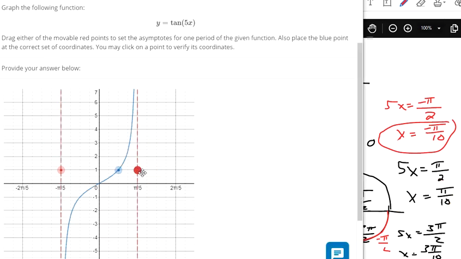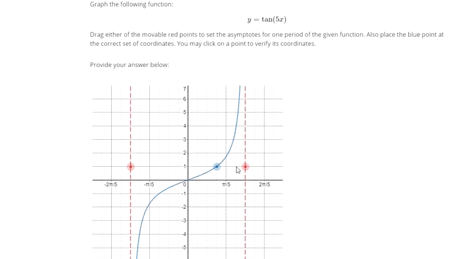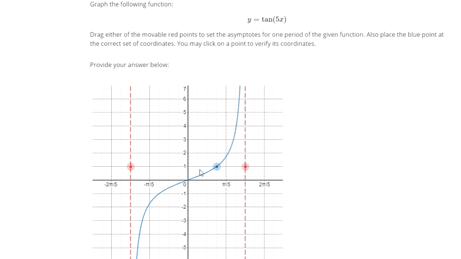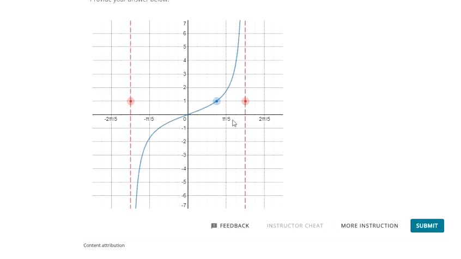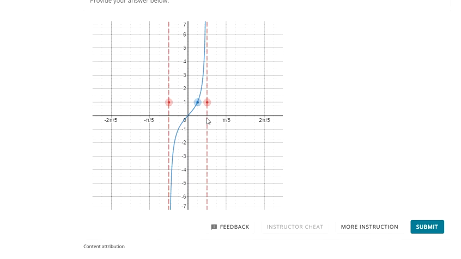So let's drag these. That's x equals pi over 5. I don't see pi over 10 yet. So maybe we zoom in. Sorry, if this is pi over 5, then half that distance should be pi over 10. Okay, so it doesn't have it labeled, but this is pi over 10 right here, where I have my asymptotes. And then we got to drag this somewhere so that we have a dot.